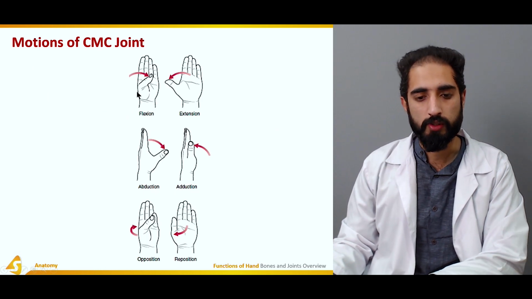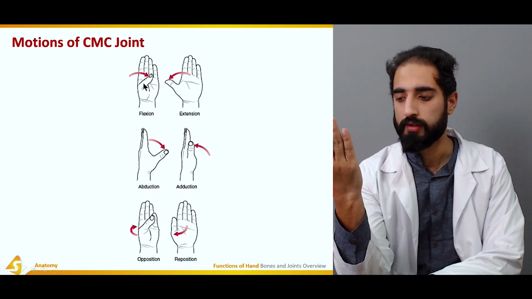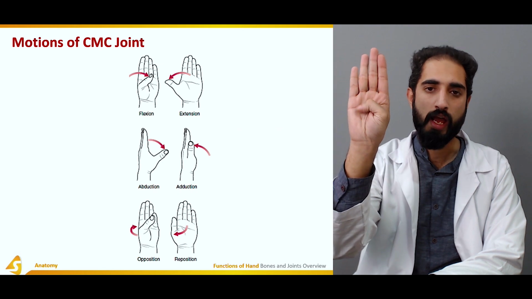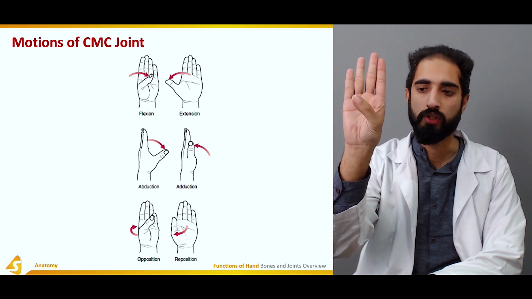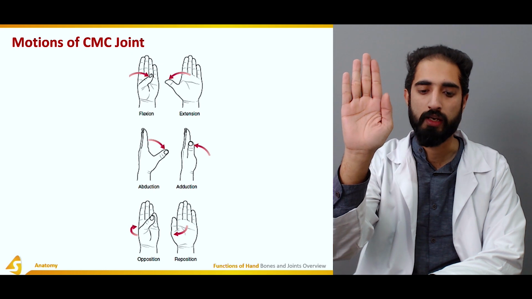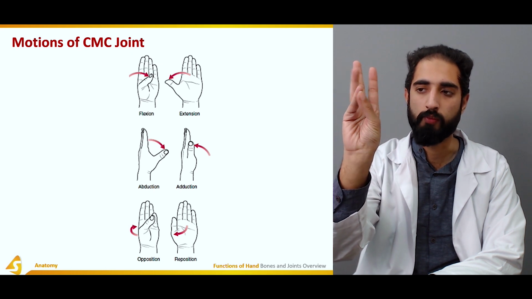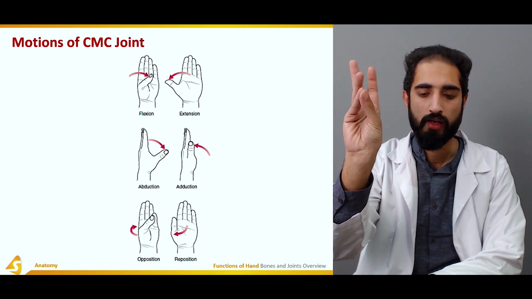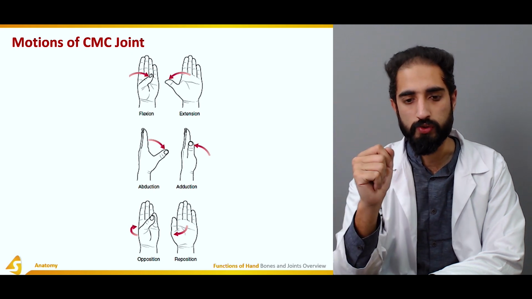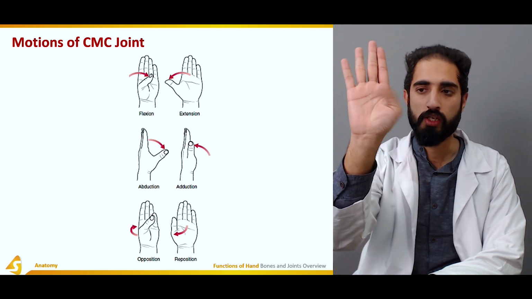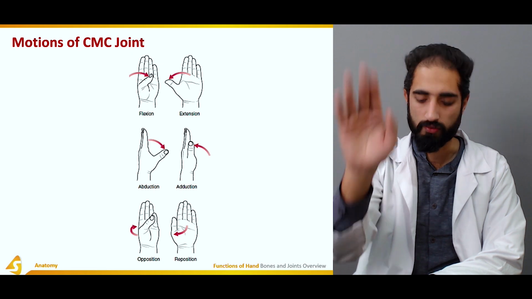So here are the movements possible. If this is flexion, extension, abduction, and adduction, and opposition is when I bring my thumb to my finger and I take it back, that is reposition. So this is flexion, extension, and this is abduction and adduction.